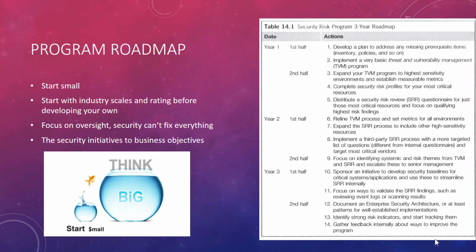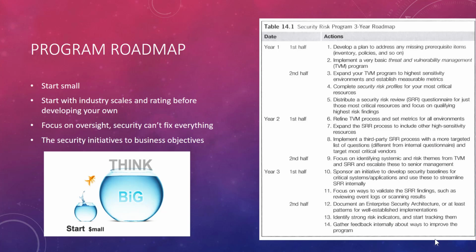Again, as you look at the multi-year plan over on the right, you've got to develop the plan and do some very basic threat and vulnerability management, and then start to expand that to your highest sensitivity environments and set up the metrics that you're going to measure for the 3-year program. Start doing those security risk profiles on your most critical resources. You're not going to have time to do all of them, but do some of them, and then distribute a security risk review questionnaire for those of focus. So again, starting small, trying to refine.